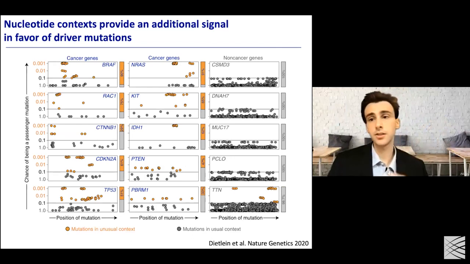So to benchmark our model a little bit, we applied this to a bunch of different known cancer genes, and looked at how many mutations you have that deviate from the expected nucleotide context.